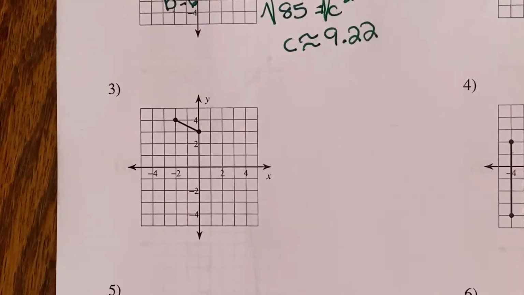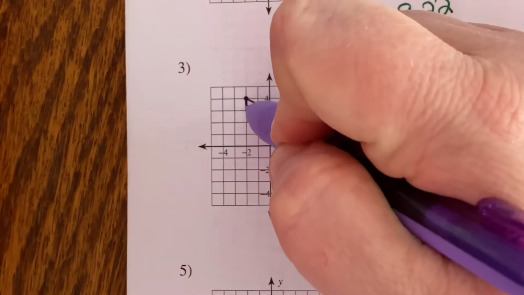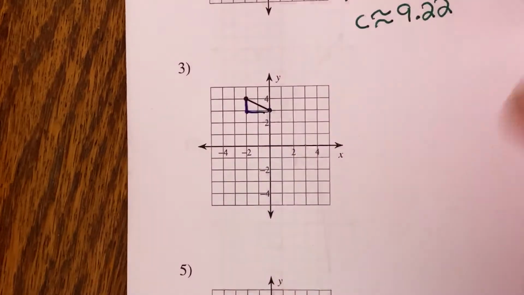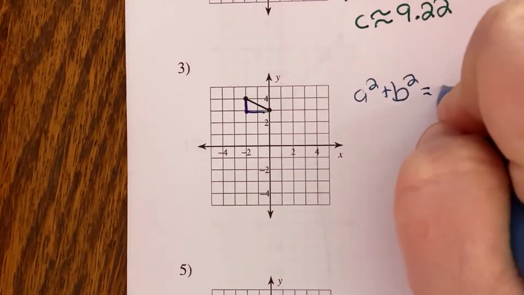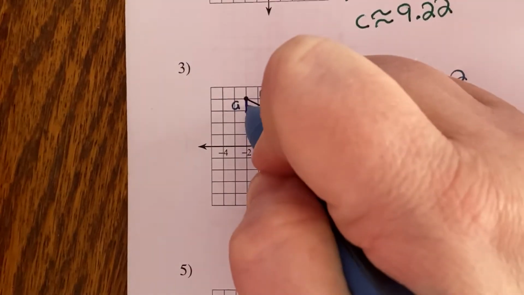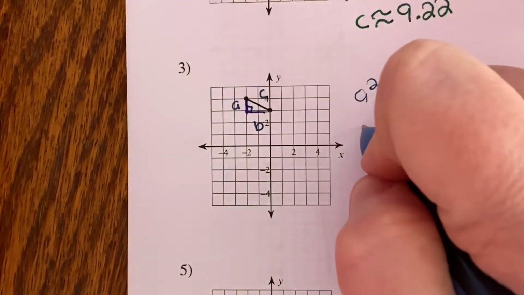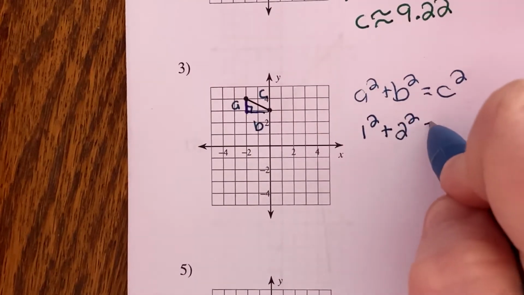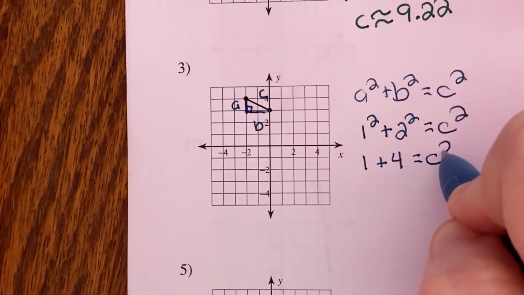So again, let's just go ahead and do number 3 because it's right there. I am going to draw in to where my points connect, both vertically and horizontally, to make myself a right triangle. And I'm going to have a squared plus b squared equals c squared. I'm going to say one leg is A, one leg is B, and then my hypotenuse is C, which is going to be directly over from that right angle right there. So A, I can just count, is 1 unit, so I'm going to have 1 squared, plus B is 2 units, 2 squared equals C squared.